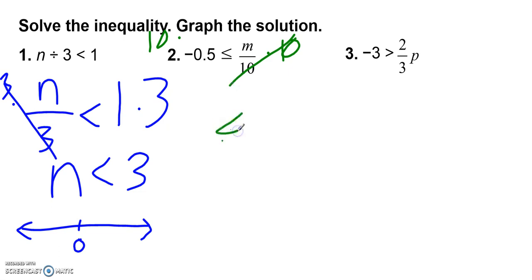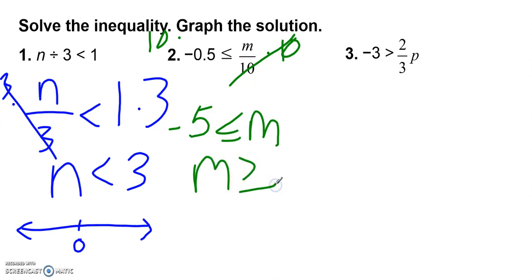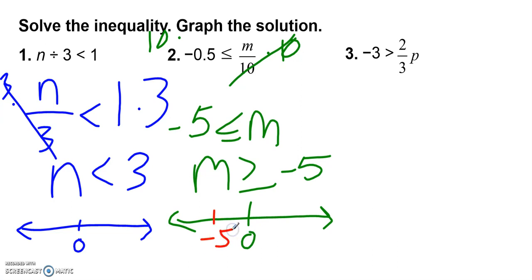So then we have that m, and then 10 times -0.5 is going to give me -5. But I'm going to rewrite this because I don't like the order. So m is greater than or equal to -5, and then I'm going to draw this. There we go. Okay. And then for here, I'm going to say that's -5, and m, fill in that circle, is greater than. Okay, and then here is 3, open circle, and n is less than.